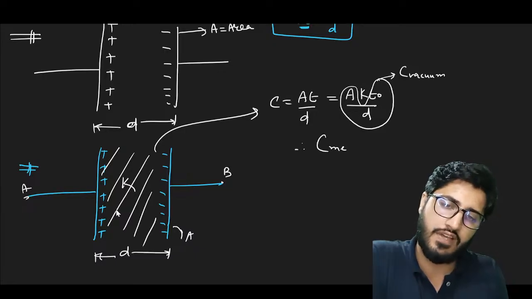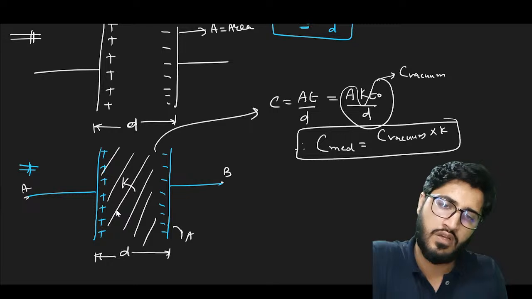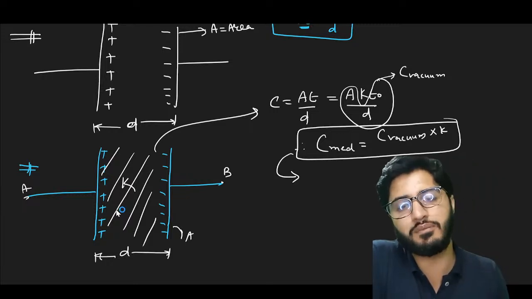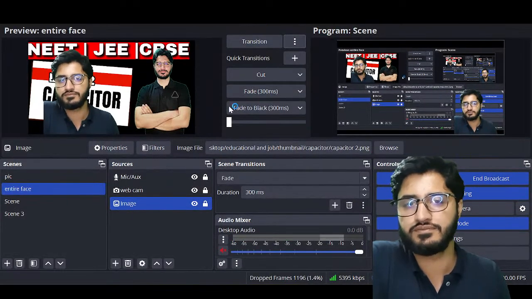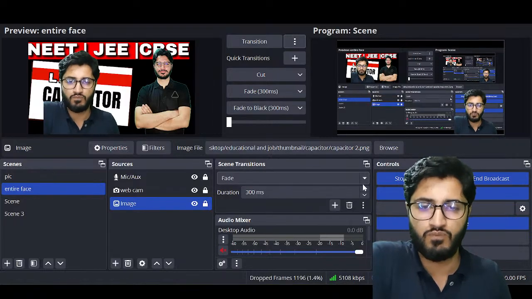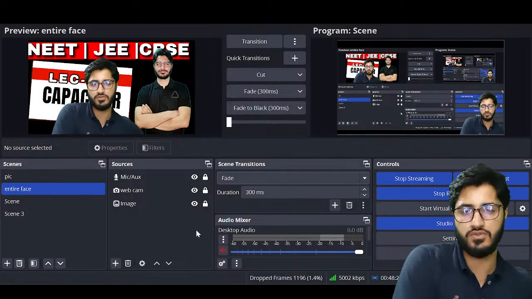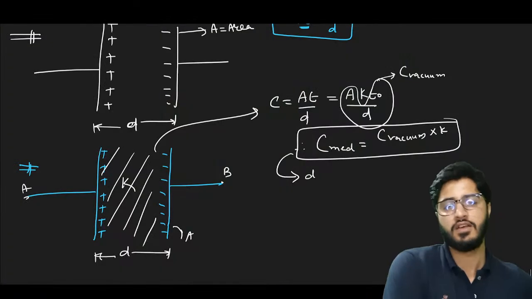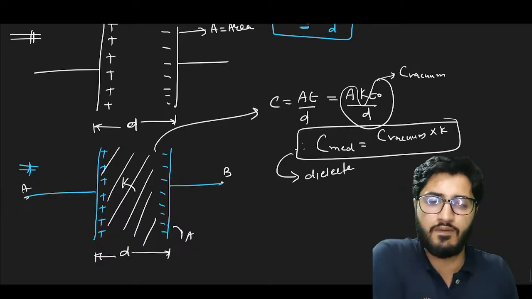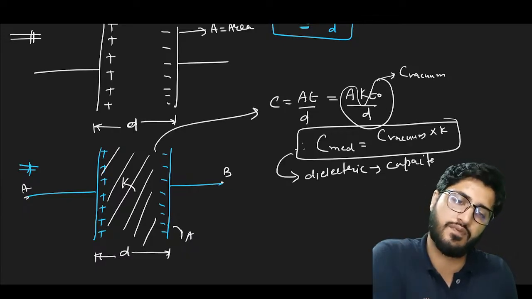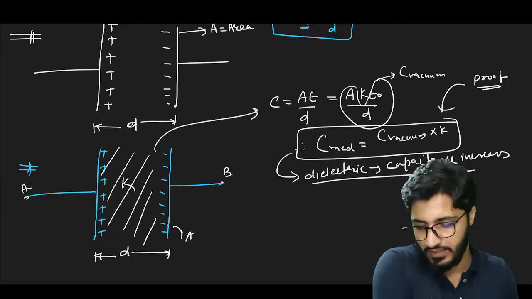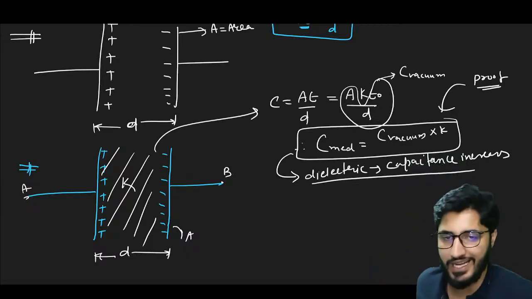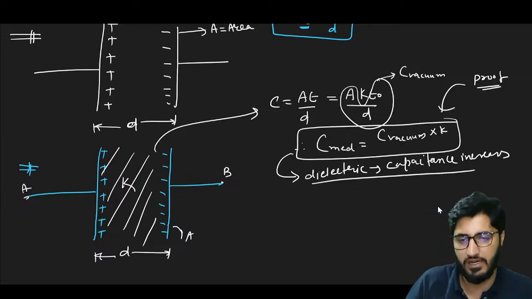So therefore, I will write C, if we are having a medium, equals C vacuum into K. So by this equation, we conclude that whenever we are introducing a dielectric, capacitance increases. Capacitance increases. And here is a proof. That means whenever we are introducing any dielectric in between the plates of a parallel plate capacitor, capacitance increases.